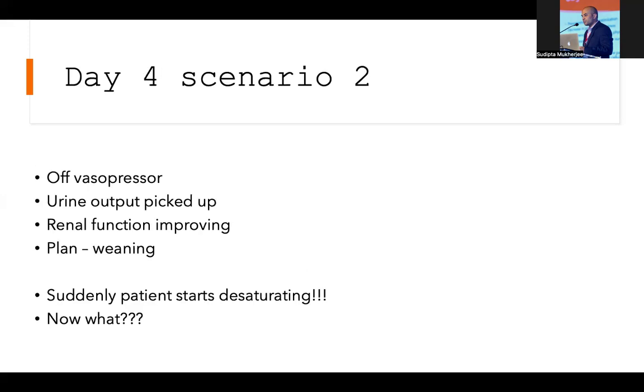On day 4, this is the second scenario. We start weaning the patient. The patient was off vasopressor, urine output has picked up, renal function is improving, but suddenly the patient starts desaturating. Now what happened? We'll review this condition in more detail.